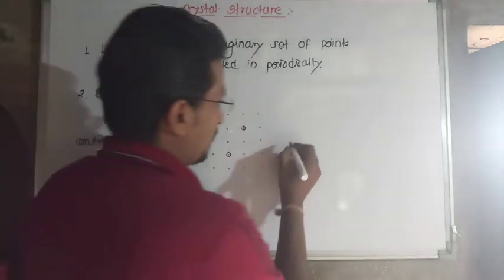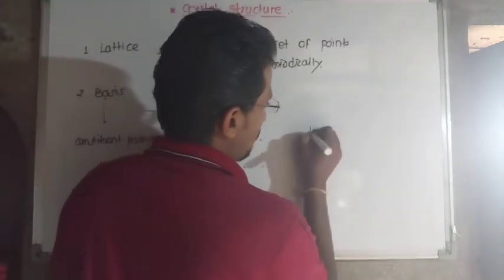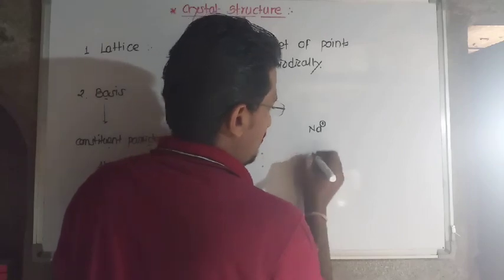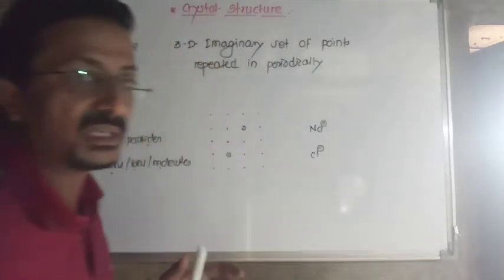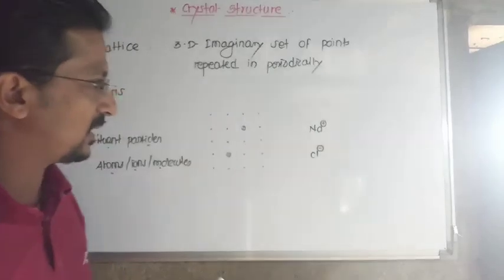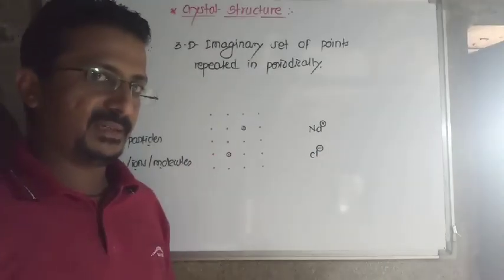For example, if you consider atoms, ions or molecules, suppose Na plus is there, and Cl minus is there. These are the ions. Na plus and Cl minus are there.